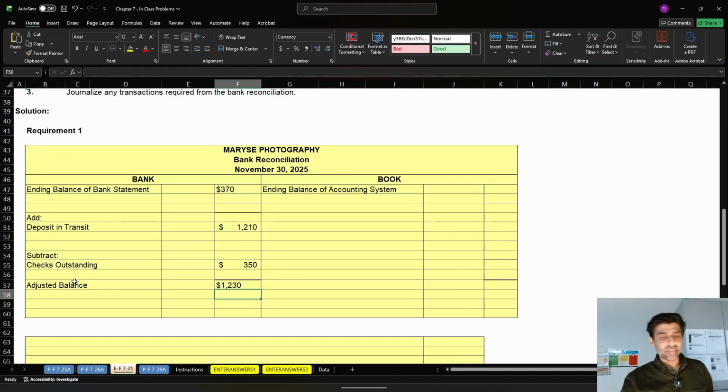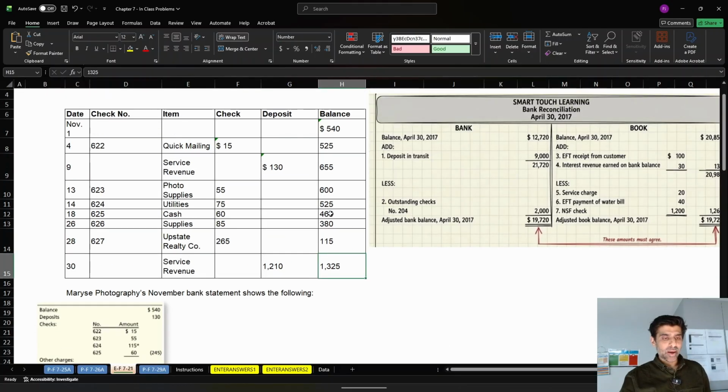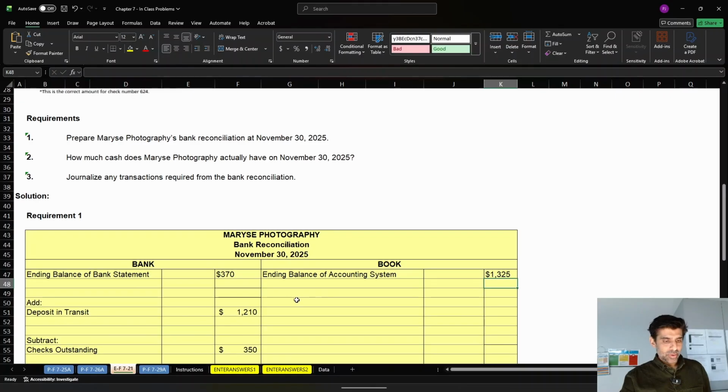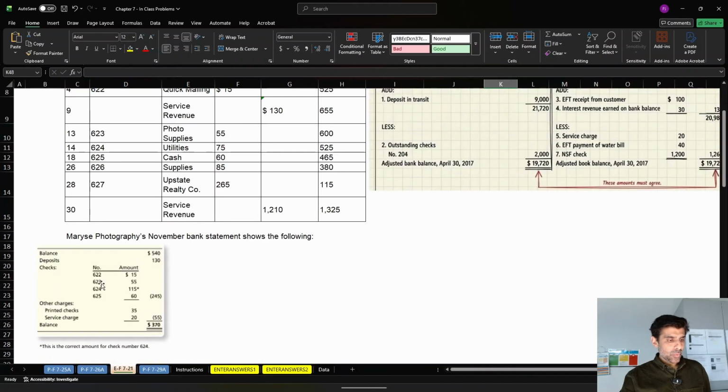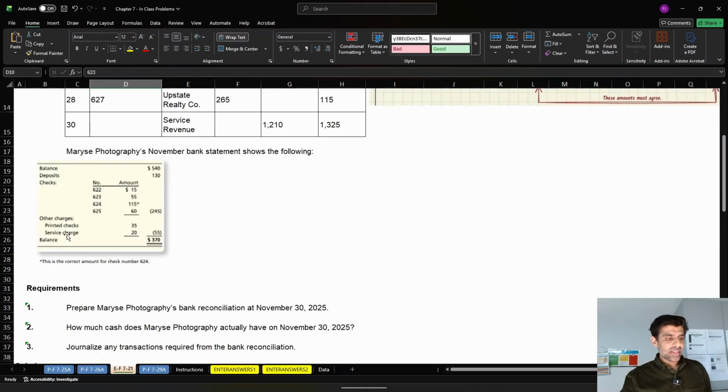Okay, so now let's do the book side. So my starting point is this ending balance in my accounting books, 1,325. So what do I have that's in the bank statement but not here? I can definitely see these 2 bank charges. I'm definitely going to have to subtract those.